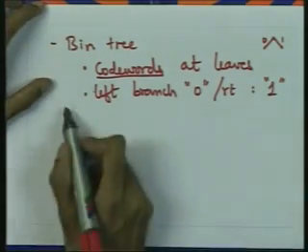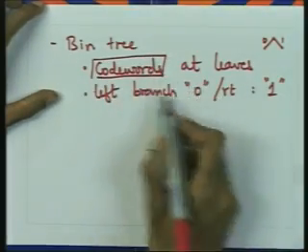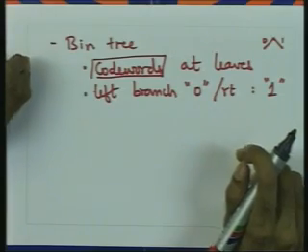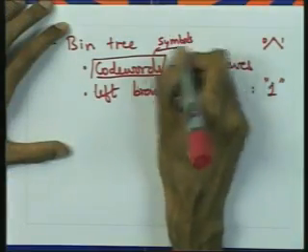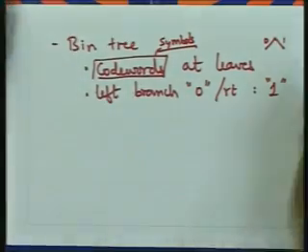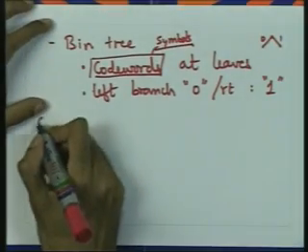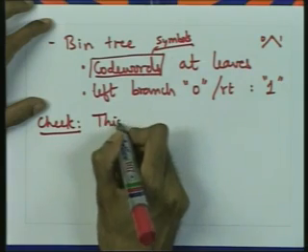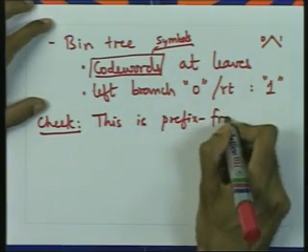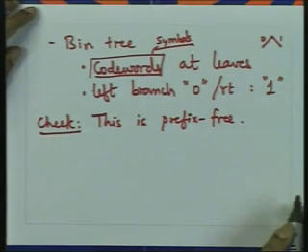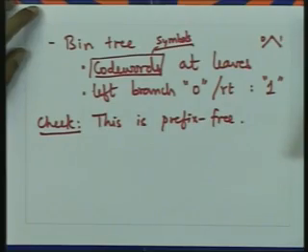Given a binary tree with symbols at leaves, I can assign a code word to each symbol, using this 0, 1 business. You can check that this is prefix free. Why is this so? Because take any node in the tree. This has some binary string associated with it, which is what you get by following the path from the root. If you go right, you have a 1. If you go left, you have a 0.